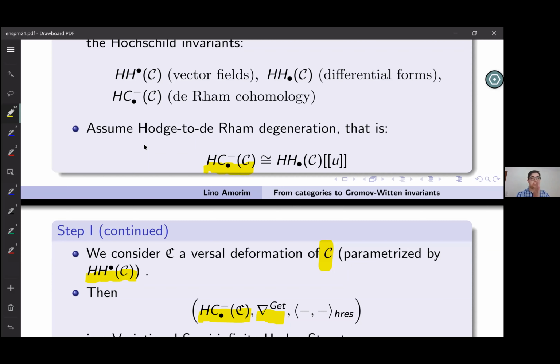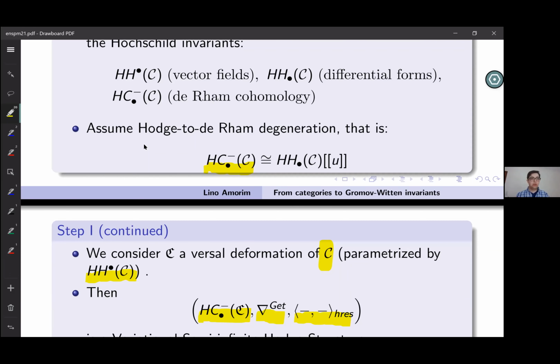So when you have a deformation of a complex manifold, as smooth manifolds, they're all the same. So there's this connection, the Gauss-Manin connection. There's a similar thing here. And there's also a pairing. This is called the higher residue pairing, which is in analogy, like I said, with cohomology.